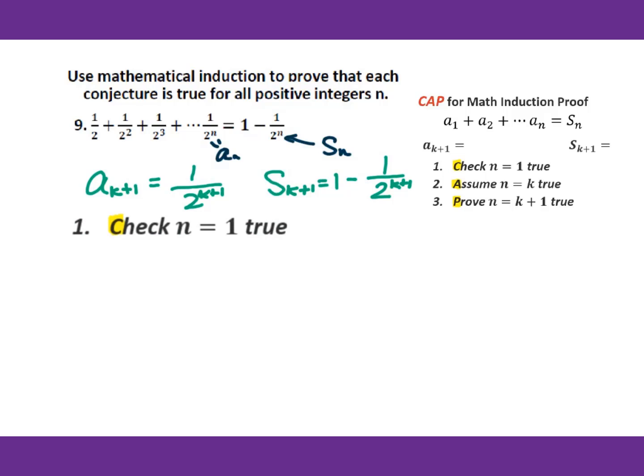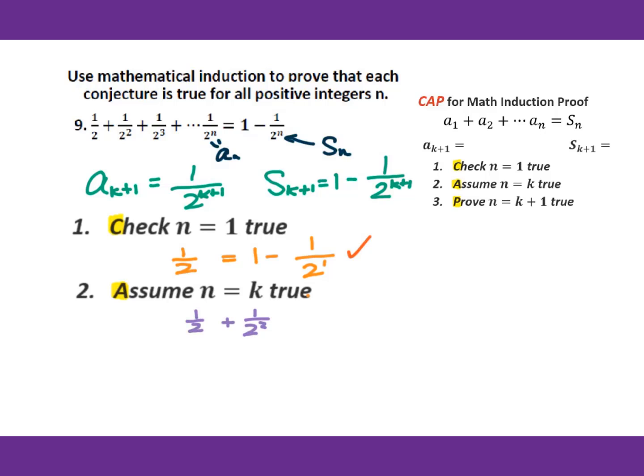First step, check n equals 1 is true. On the left side, we got 1 over 2. On the right side, that's 1 minus 1 over 2 to the first power. This statement is true. Second step, assume n equals k true, which means 1/2 plus 1 over 2 squared plus. Just rewrite the statement, change every single n into k. 1 over 2 to the k's power equals 1 minus 1 over 2 to the k's power.